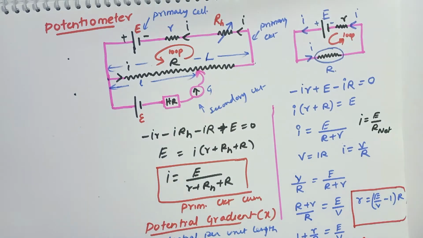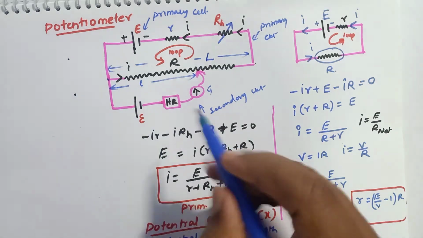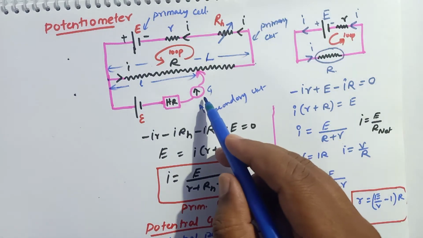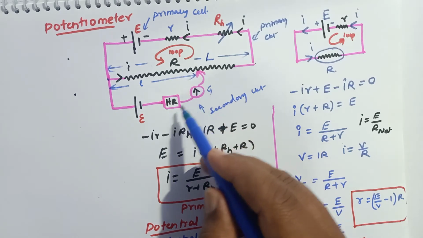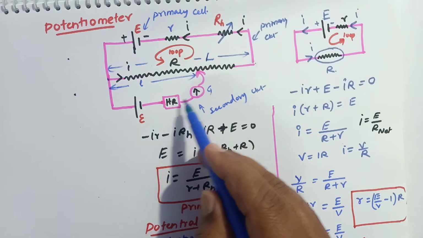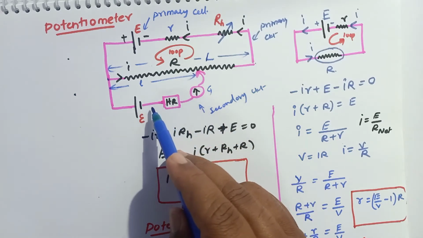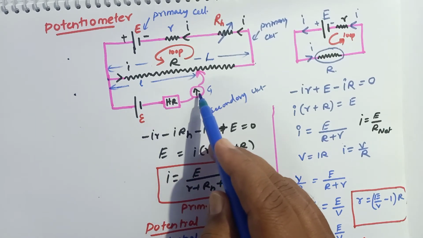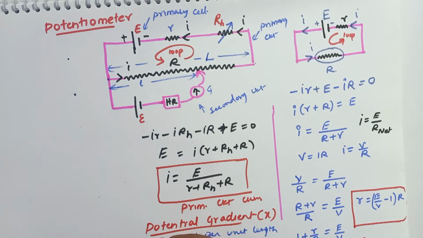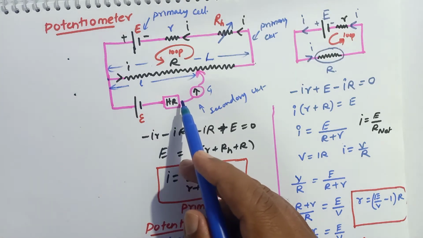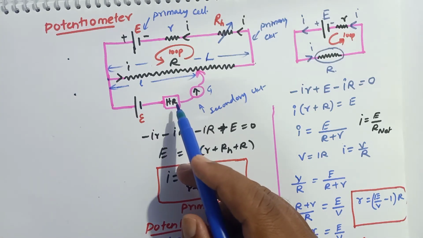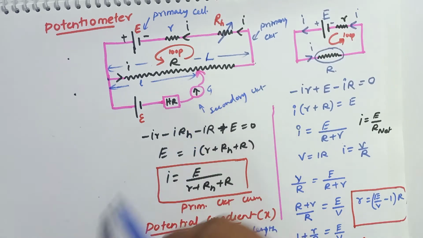Why are we connecting the high resistance in this case here? What is the reason for connecting the high resistance? See, a galvanometer is a very sensitive device. There is a chance of damaging the galvanometer, so we are connecting one high resistance so that the current is blocked up to here and the galvanometer is protected from damage. Okay, so let us see what is going to happen now.